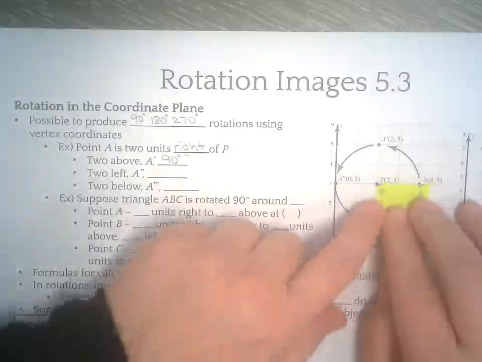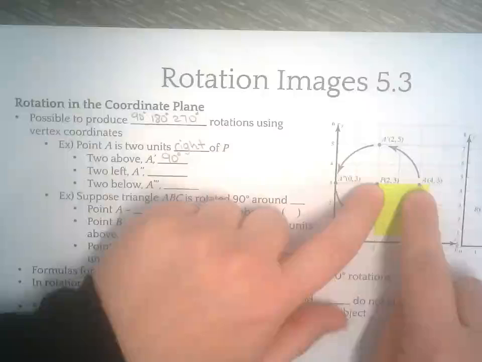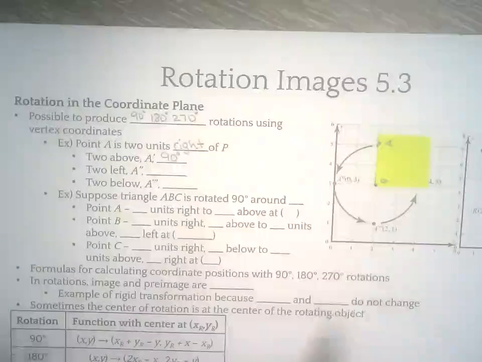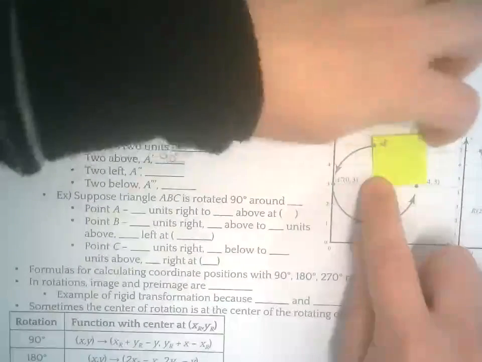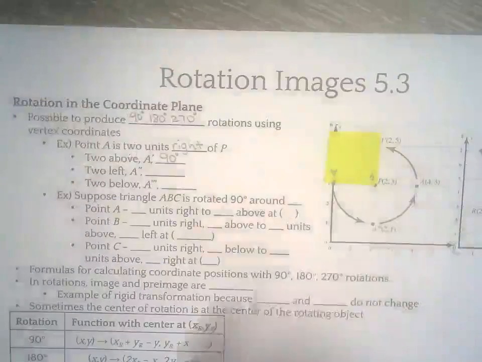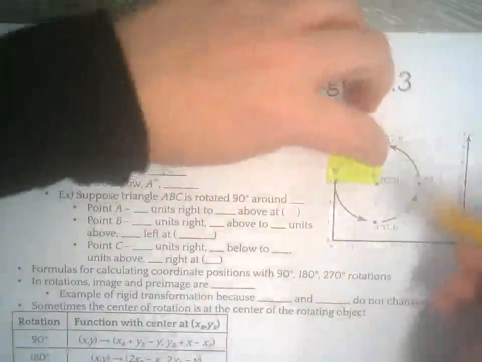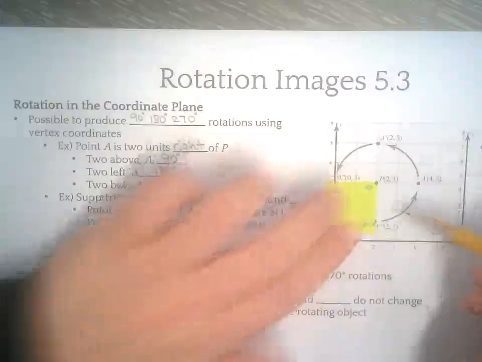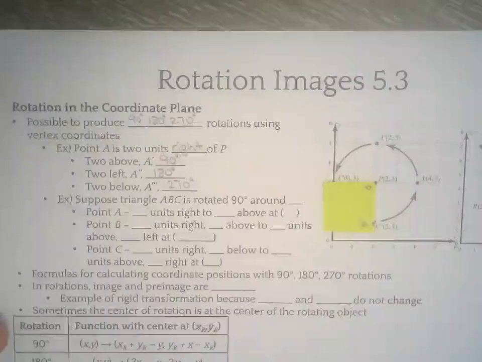So 90 degrees, when it doesn't say anything, is always counterclockwise. Two units to the right, when you rotate, becomes 2 units above. And if you keep going around the center of rotation, you rotate another one, that's 180 degrees: 2 units to the left. And then if you go one more time, that will be 2 units below point P, which is 270 degrees.